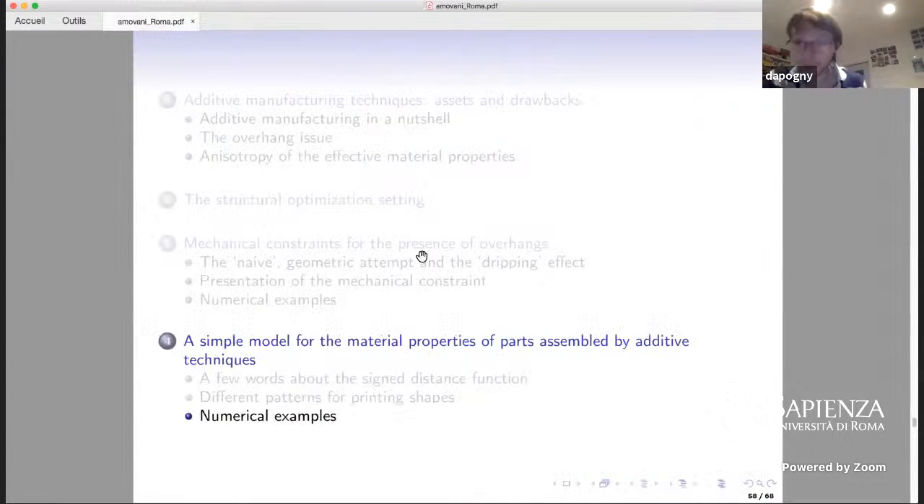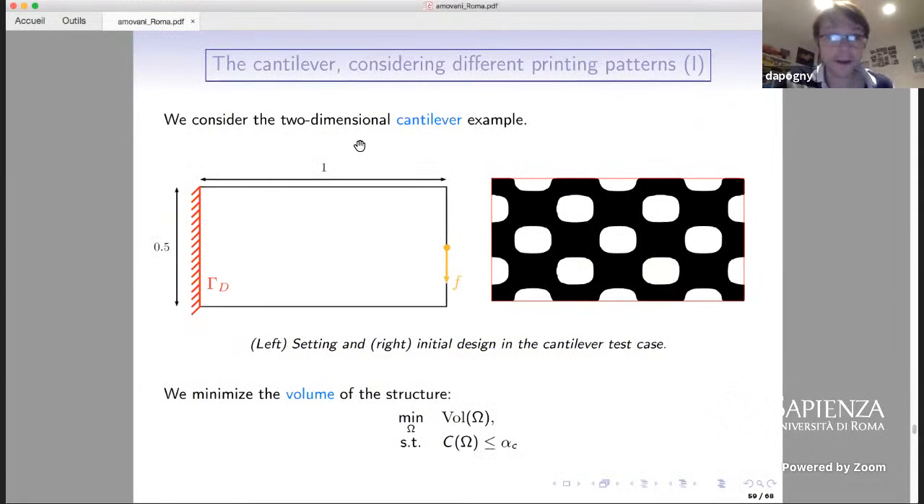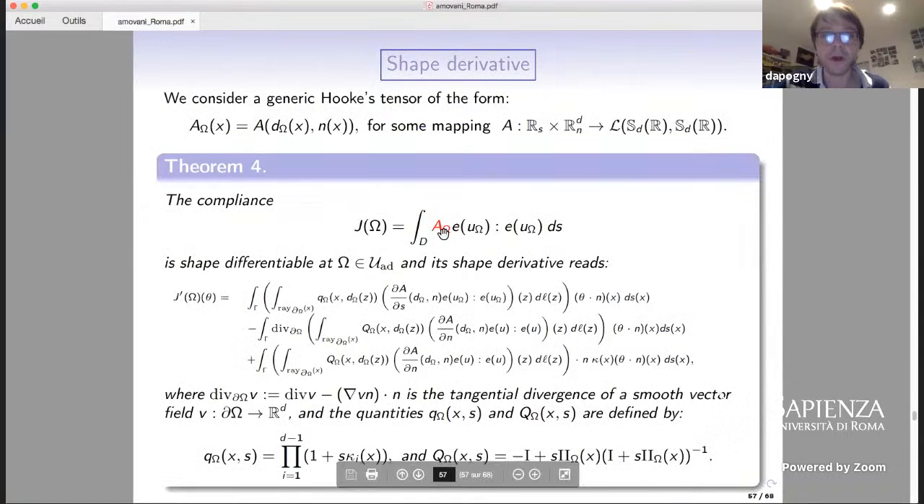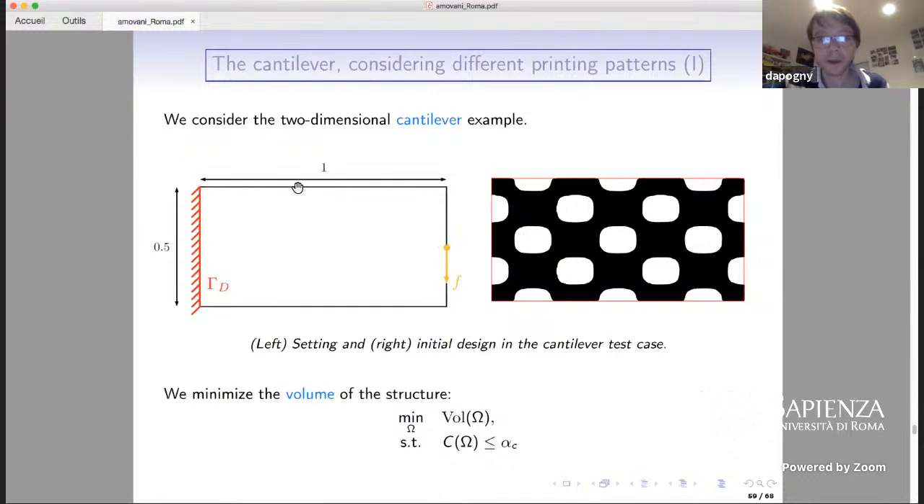So let me skip to a numerical example to conclude. We consider a 2D cantilever example. The cantilever is clamped on the left-hand side of the boundary, and we apply a traction on the right-hand side here. We try to minimize the volume of the shape with a constraint on the compliance of the domain, taking into account that the shape will have the material properties of either the offset model or the cross-pattern model. So here is how it goes.